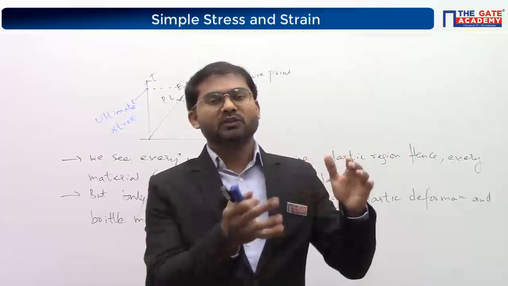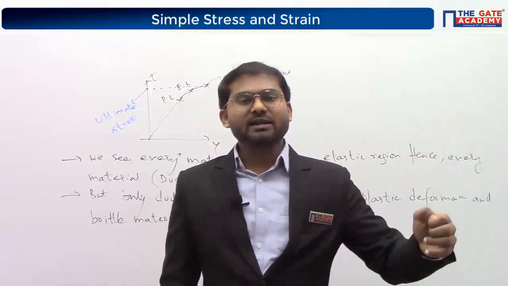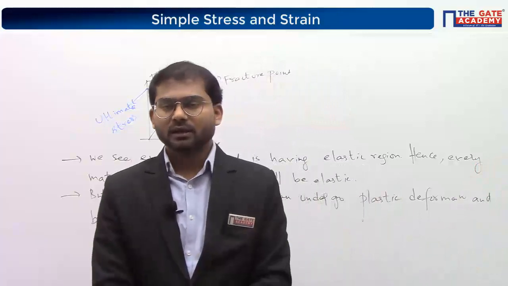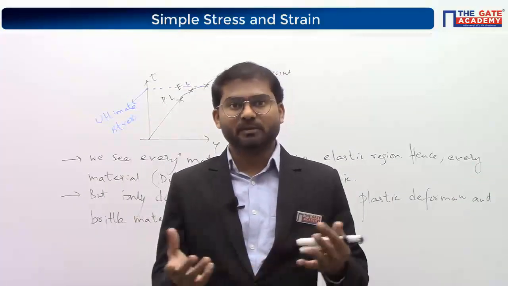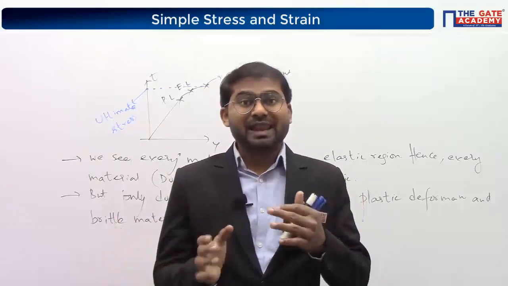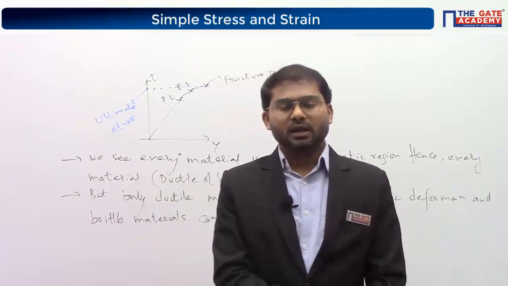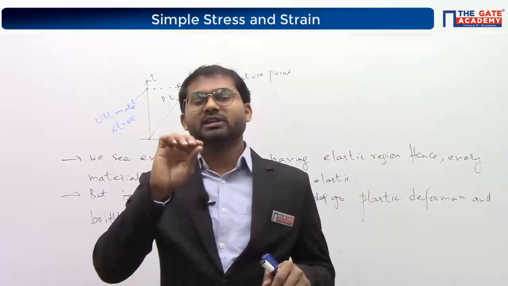So it is possible only for a ductile material, so we are using aluminium. We can't expect the same thing to happen using cast iron. Cast iron is a brittle material, so we can't expect to have cast iron foil. In the same way, we can't have glass foil or glass paper, because glass is a brittle material. Understood? So you should understand that every metal is elastic in nature, but it is either ductile or brittle.